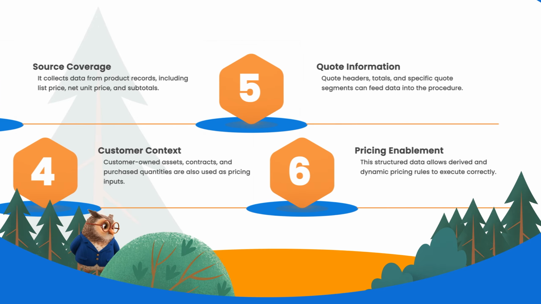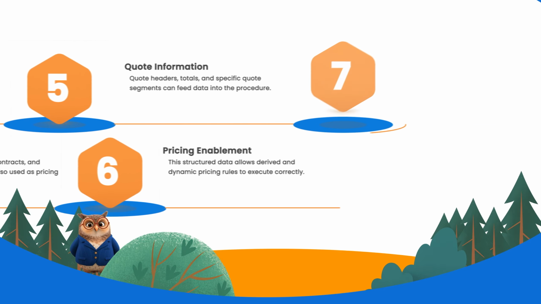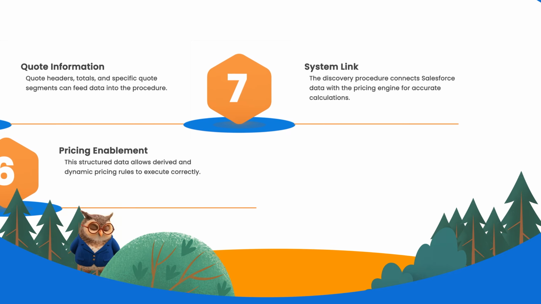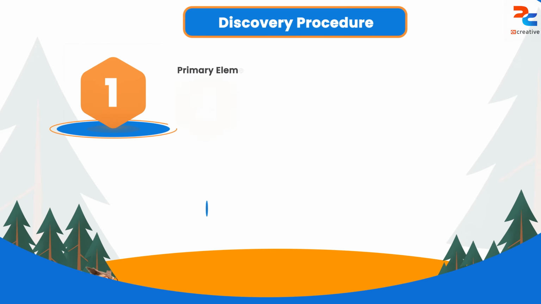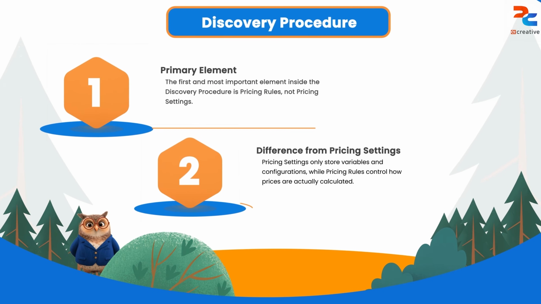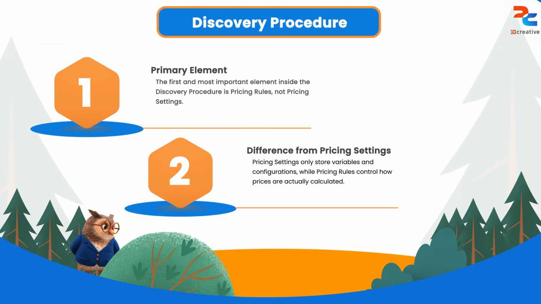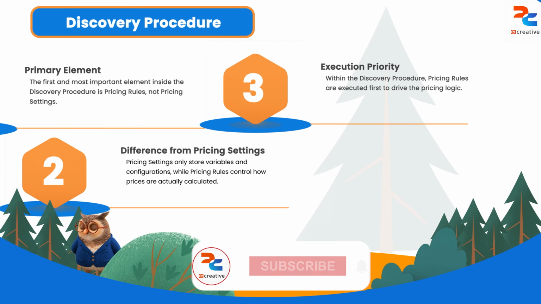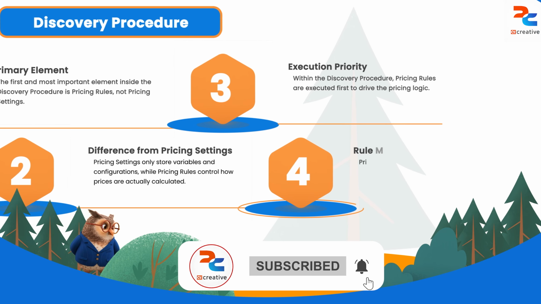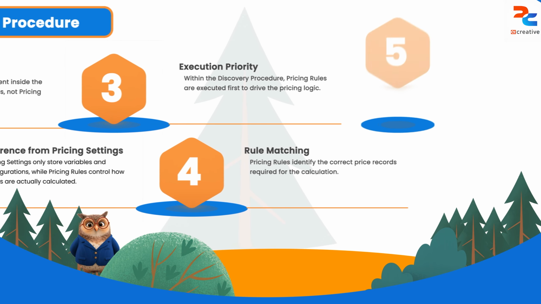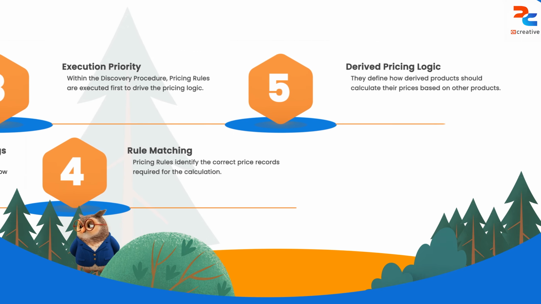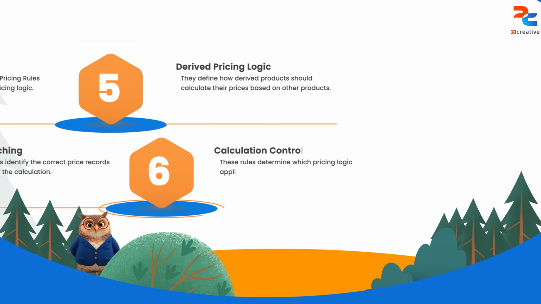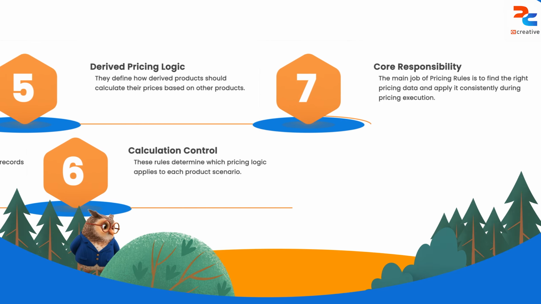Now we have to see how the Salesforce pricing works with the discovery procedure. So, the relation between the Salesforce pricing and the discovery procedure. First thing in the discovery procedure is the fetch pricing rules. If you remember, in our pricing procedure the first option was the pricing settings, where we set the variables and all. But here the first element is the fetch pricing rules. This element finds the derived price records and pricing rules that define how a derived product should be calculated. So this is the main job of the fetch pricing rules.